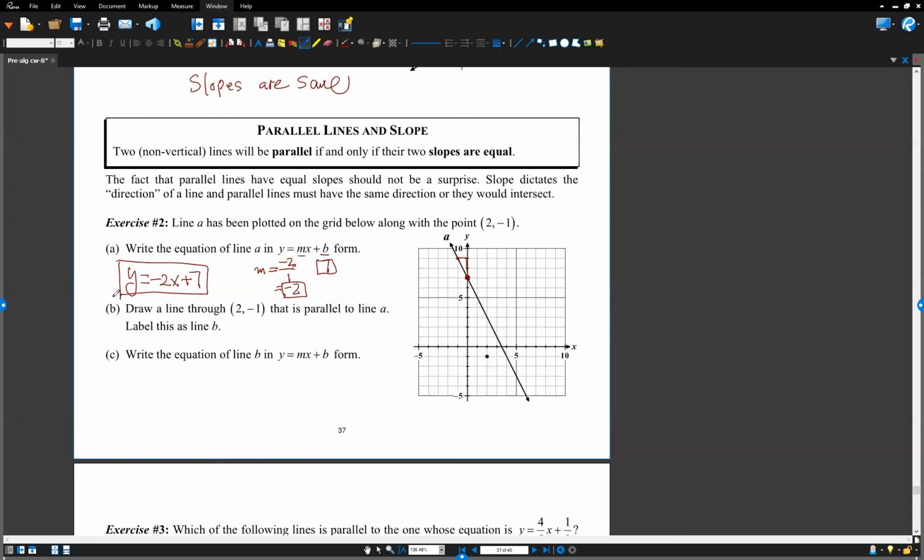That's the equation of the line. Now we're going to make another line which is parallel to this line but passes through 2 and negative 1. Where is 2 and negative 1? It's this point. But the slope should be the same. How? 1 right, 2 down, right? 1 right, 2 down over here. Oops, I did it wrong.